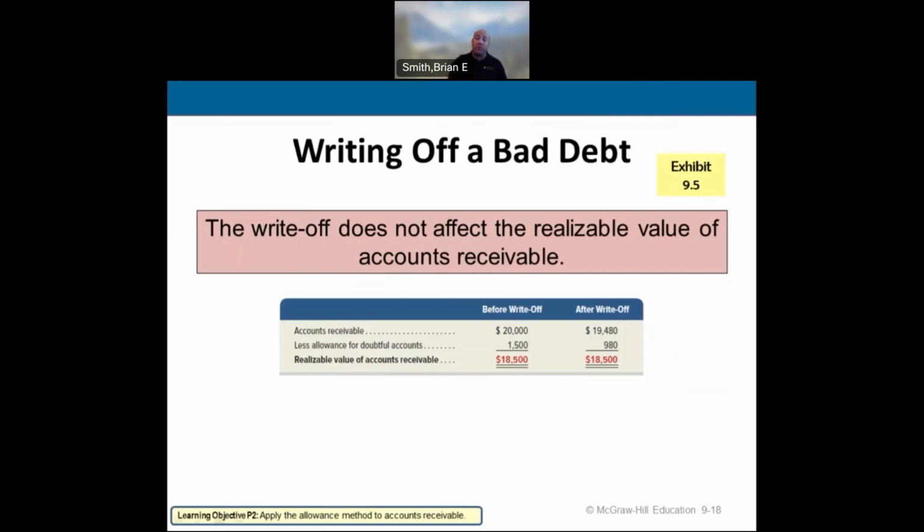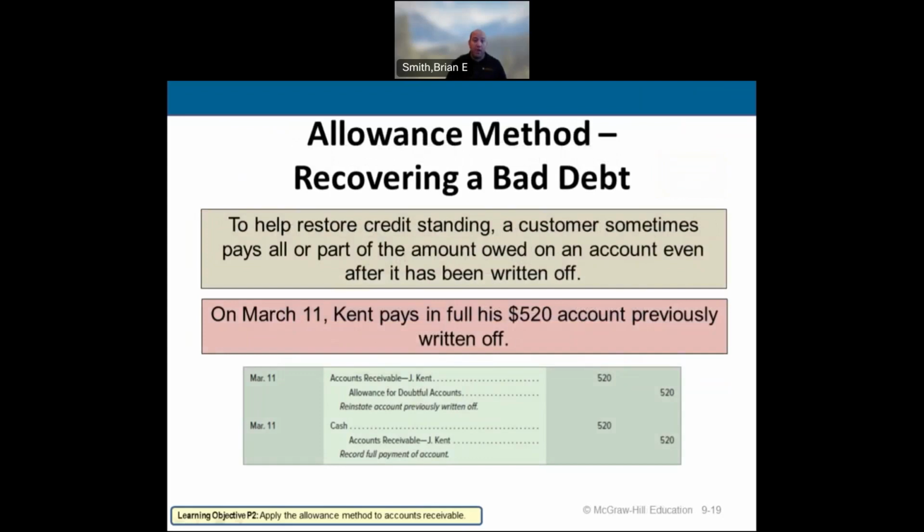And then when we write off something, we're just proving ourselves right in the right direction. We're saying, hey, see, we've written some off. We have less than we have now, but we still think we're going to collect this $18,500. Okay, so we're in good shape. Now, what happens if we recover a bad debt?